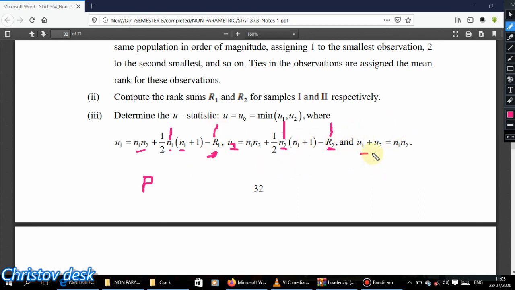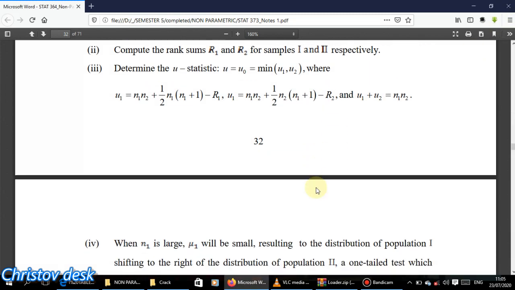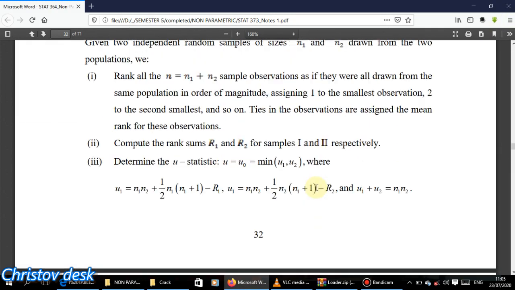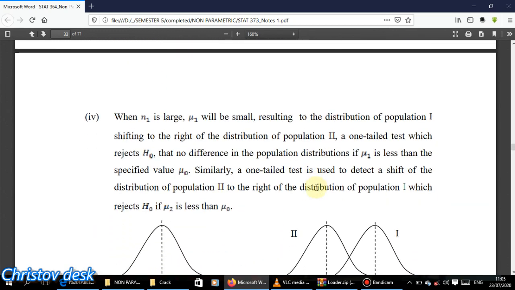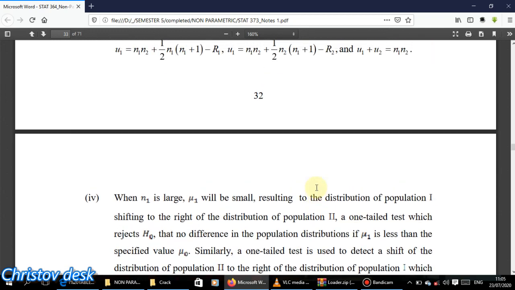There is another identity which can also be used. Once you have found U1, then you can use this formula. Now you know U1, so you can say U2 is just equal to N1 N2 minus U1. So this can be done. That is what you get as your test statistic. Okay, it's your test statistic. So then you would go ahead and use that to do the work.